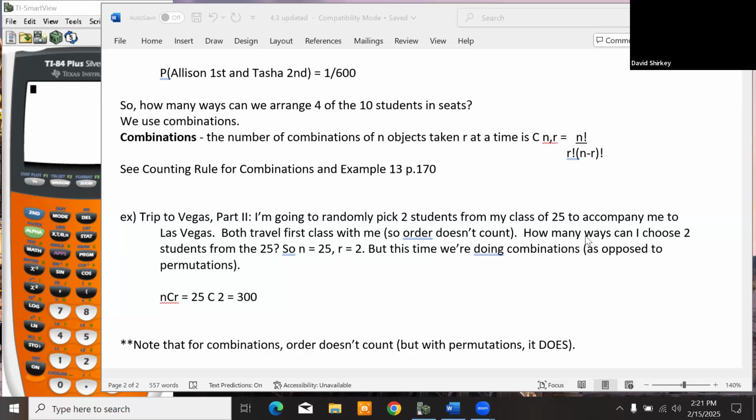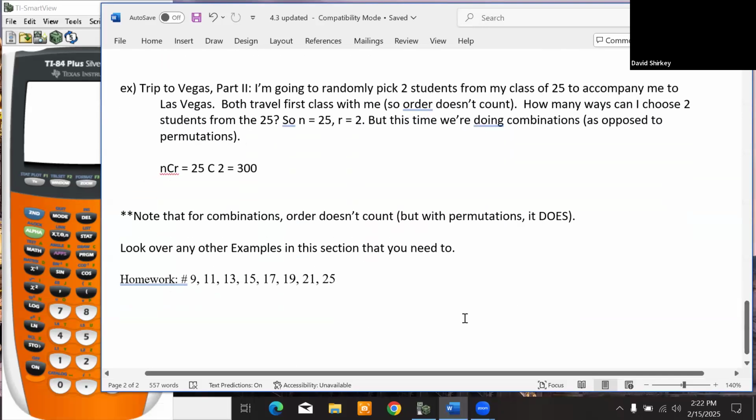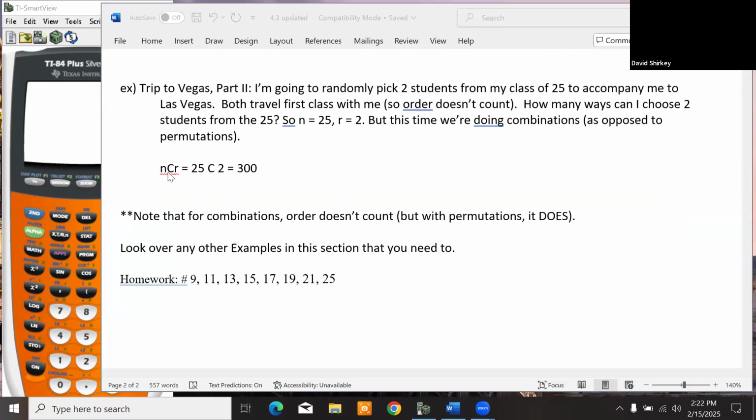By the way, generally, when you're using permutations, instead of choose, you would say pick. And when you're using combinations, they tend to use the word choose, so that you know which one is going on here. n is 25, r equals 2. And again, this time we're doing combinations as opposed to permutations. So we're doing a combination of 25 taken 2 at a time. That's going to end up being 300.